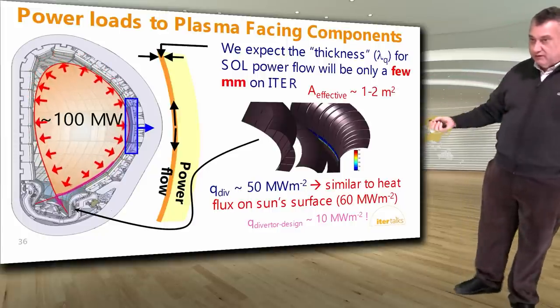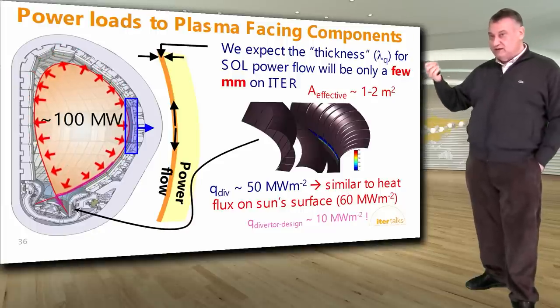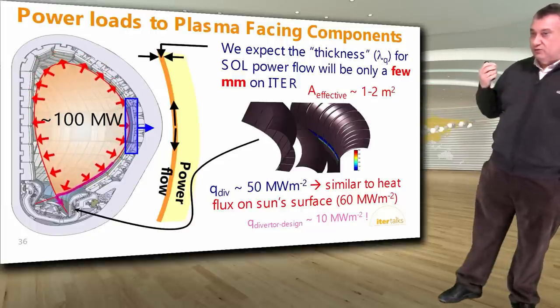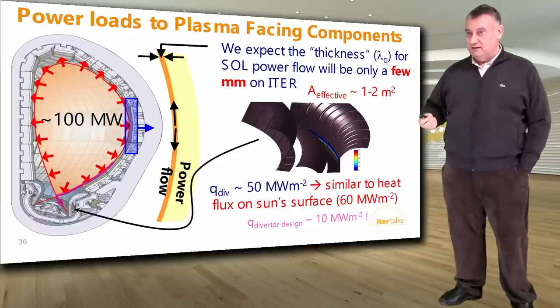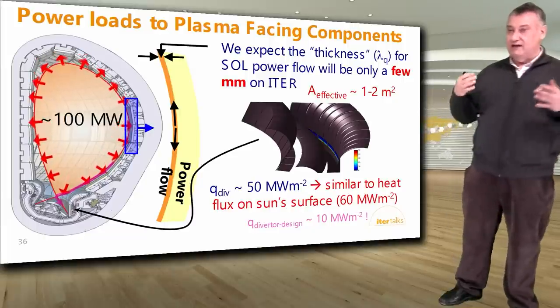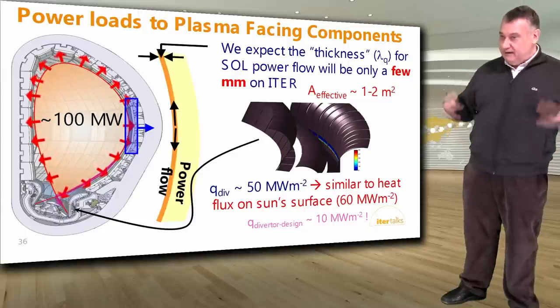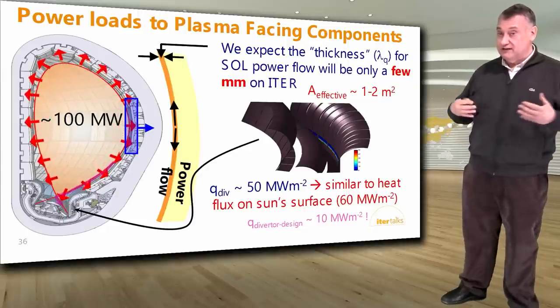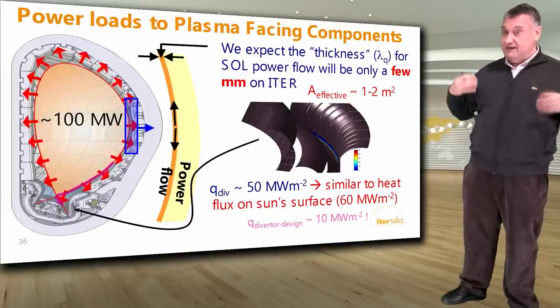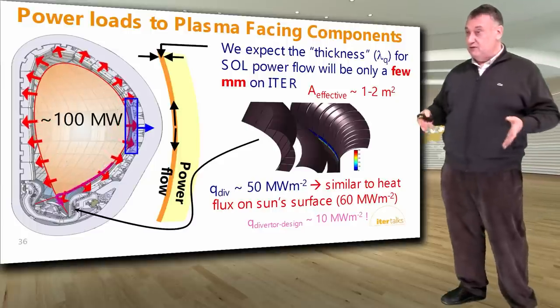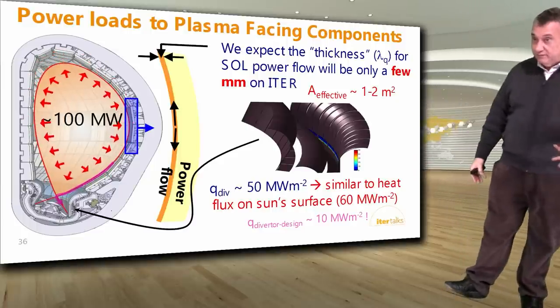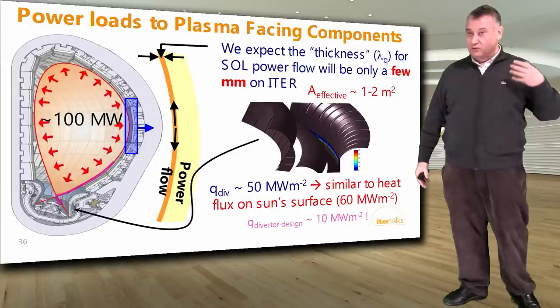Just to put in context, the power that would go to this ITER divertor would be similar to the heat flux on the sun. So obviously we cannot design a component that can take the heat of the sun. And in fact, there has been a lot of progress to design components in ITER to handle very high heat fluxes, and the ITER divertor design can handle 10 megawatts per square meter. So it's about 1/5 of what we would get there.